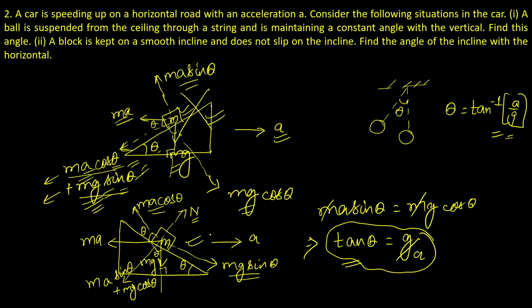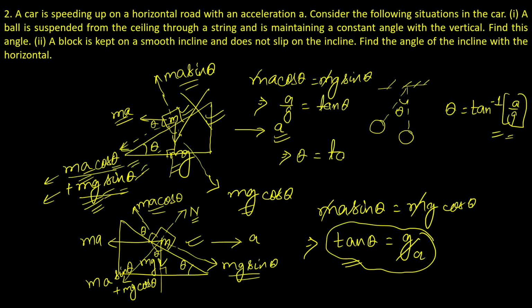So this is actually the case. Now just have the forces ma cos theta and mg sin theta balance each other. Here this m gets cancelled out, and we are left with a upon g is equal to sin theta upon cos theta, that is tan theta. So again in this case theta is equal to tan inverse a by g.